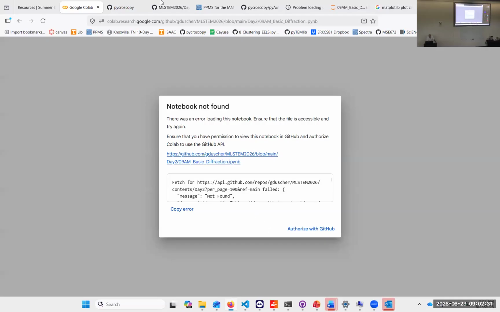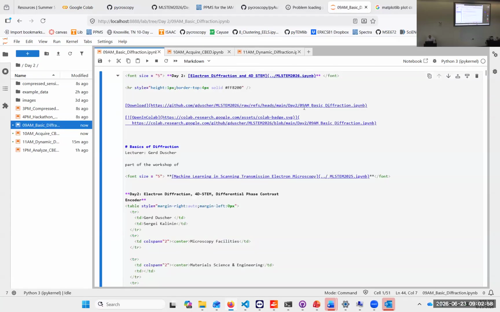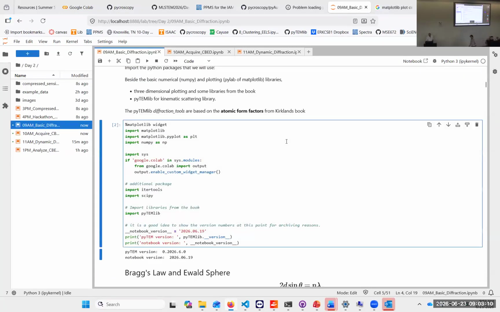Okay, we have the first problem here. What is the problem? It's an old version here. Basic diffraction. Okay, mine doesn't allow me to. Should be working. Okay, I'm not sure what's going on. I hope you have better luck on that one. You might have to copy it over and do that.